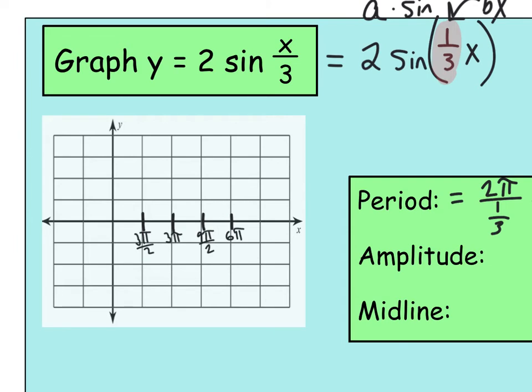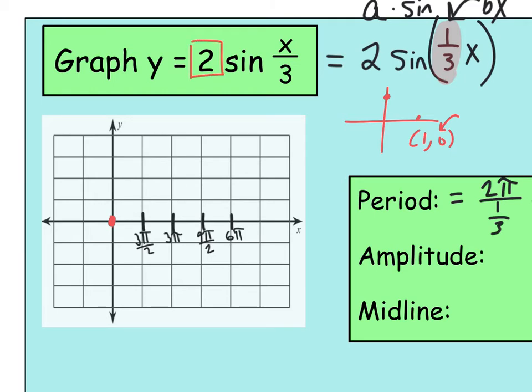Okay, and then all we need to do now is fit a normal sine pattern into that scale, and then that will have taken care of the period change. So a normal sine graph starts out here. Sine is going to be the y-coordinate, so it's going to be starting at 0. At the first checkpoint it would be up at 1.